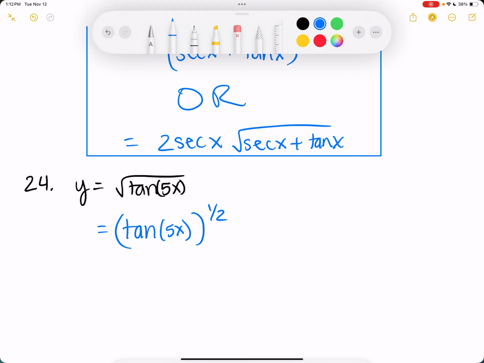1/2 to the negative 1/2. Yes. Okay? So that's the first part. So 1/2 times what's inside, the tangent of 5x.